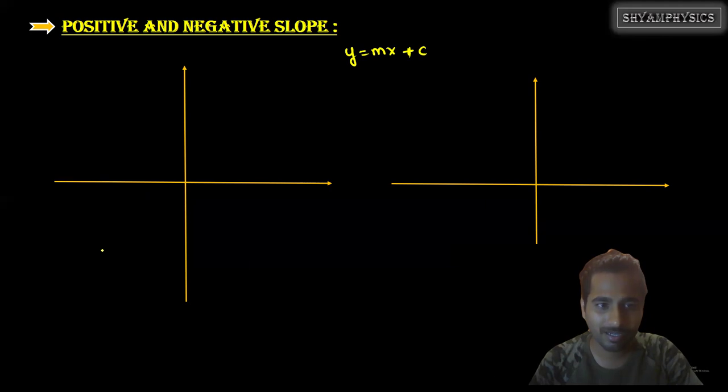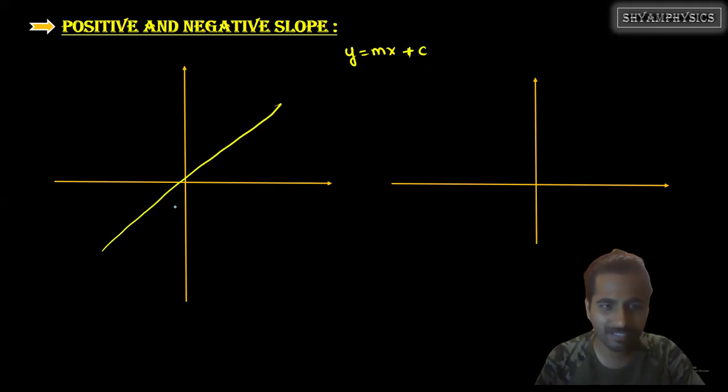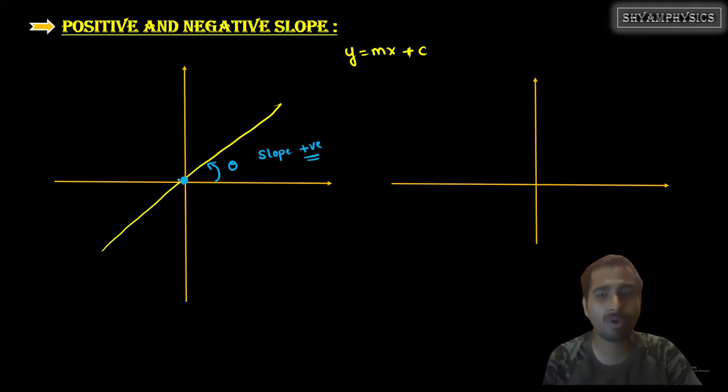First line I will draw here. Correct? This is the first line. For this first line, check once. This is the angle which it is making. This angle is less than 90 degrees. If it is less than 90 degrees, simply the value of slope is positive. Next, where is it passing? It is passing through the origin. Means the intercept value is 0 for this line.